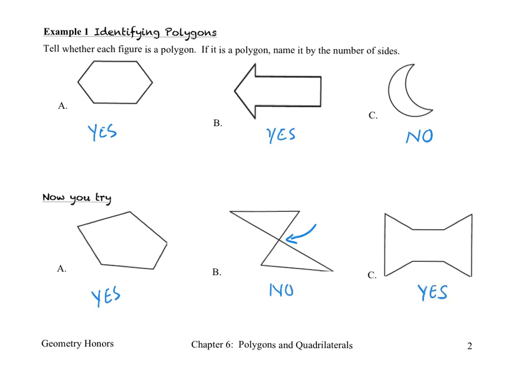And then it wants us to name it by the number of sides. So going back, we've got 1, 2, 3, 4, 5, 6. Hexagon. 1, 2, 3, 4, 5, 6, 7. Heptagon. 1, 2, 3, 4, 5. Pentagon. And the last one, we've got 1, 2, 3, 4, 5, 6, 7, 8. Octagon.